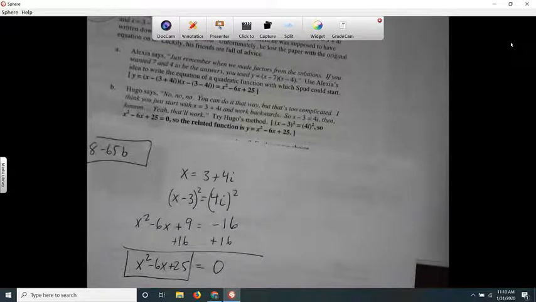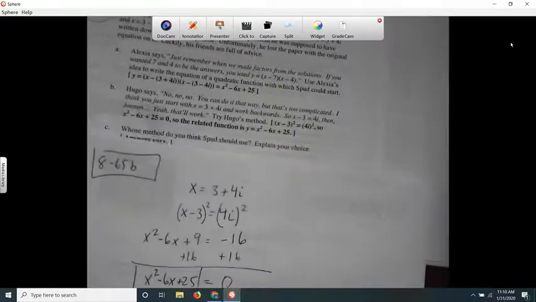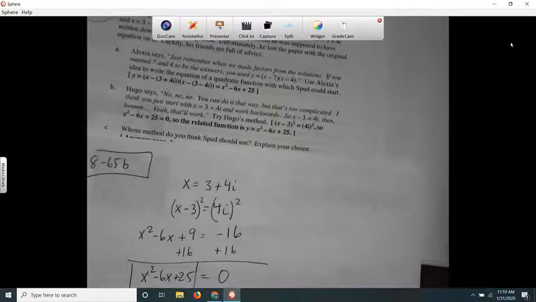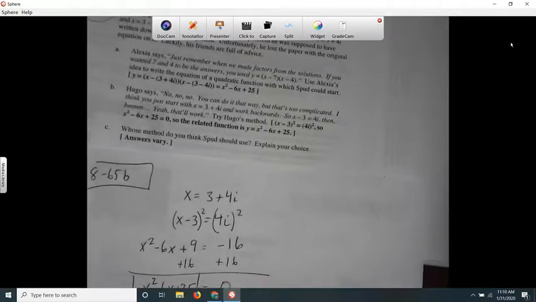And then letter C says, whose method do you think Spud should use? Explain your choice. What I would say is Hugo's way is much faster, but I'm a little afraid I might mess it up because sometimes I forget what to do next. So Alexia's way makes a lot more sense to me, but it takes longer. So answers may vary. You can say what you want about that one.